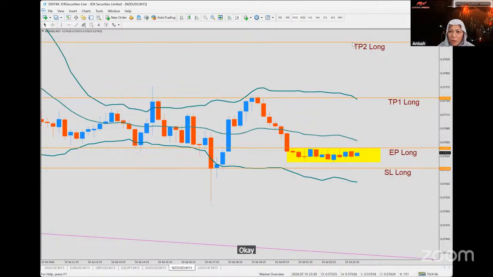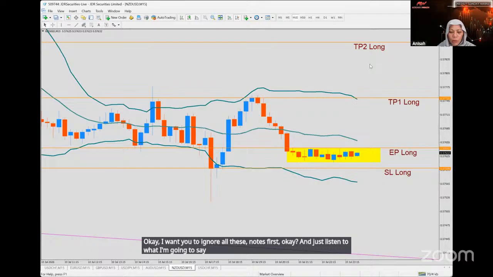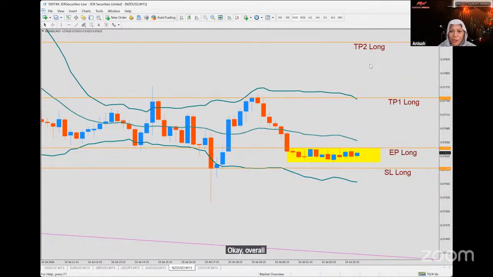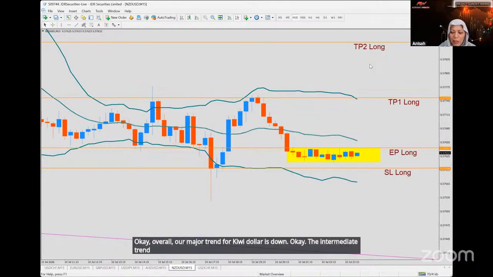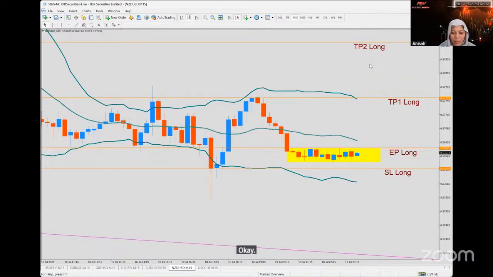Okay, I want you to ignore all these notes first and just listen to what I'm going to say here. Overall, our major trend for Kiwi dollar is down. The intermediate trend for Kiwi dollar is uptrend. And the short-term time frame price is downtrend, because it is in the bearish area of the band.